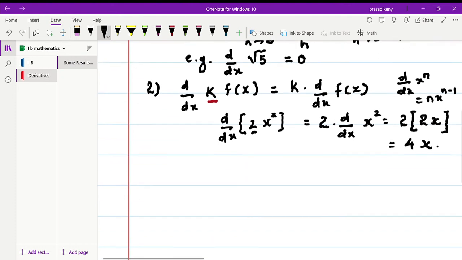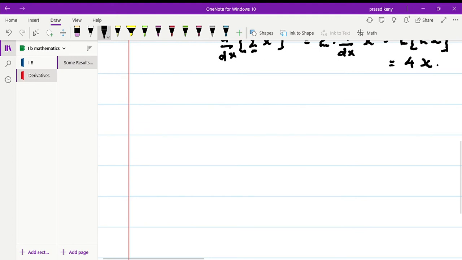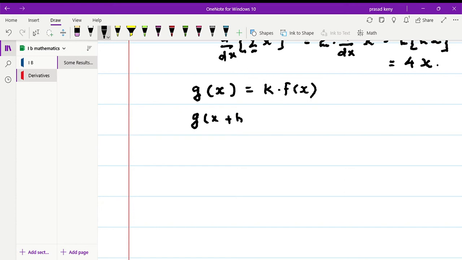So let us just prove this result. So in this case, I will take, say, the function g(x) as k times f(x). Now why am I taking g(x)? Because already f(x) is there. So to avoid the confusion, g of x plus h will be k into f of x plus h. I am replacing x by x plus h.